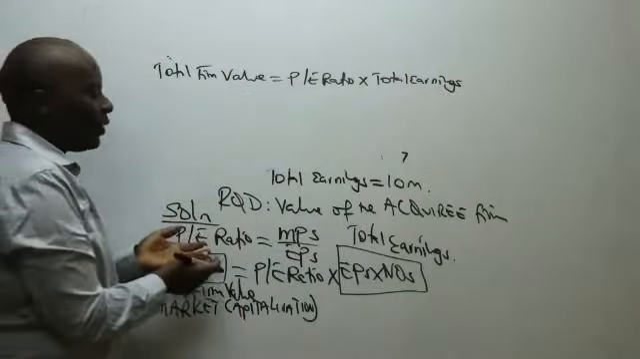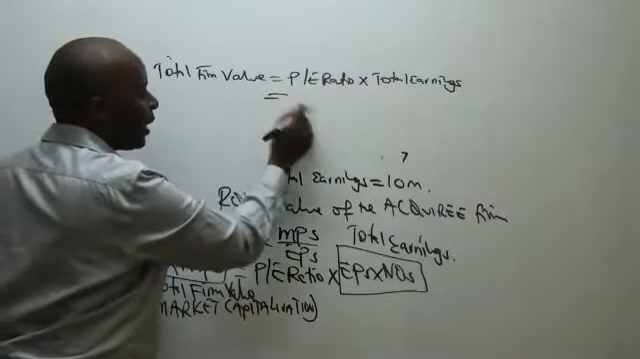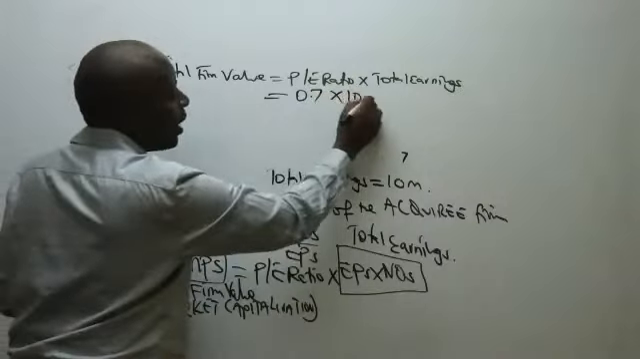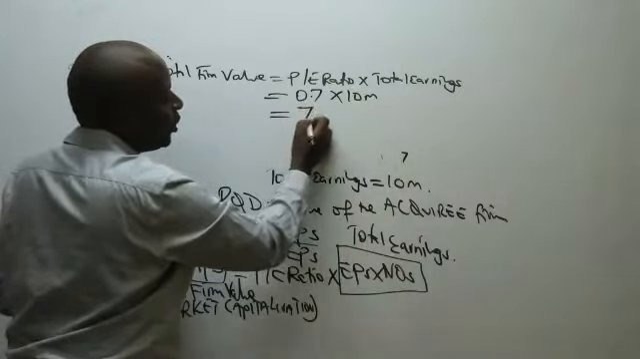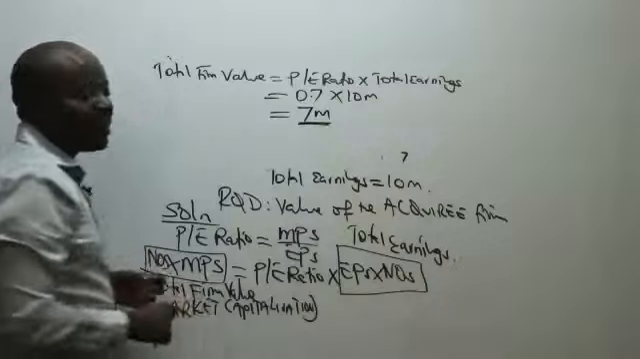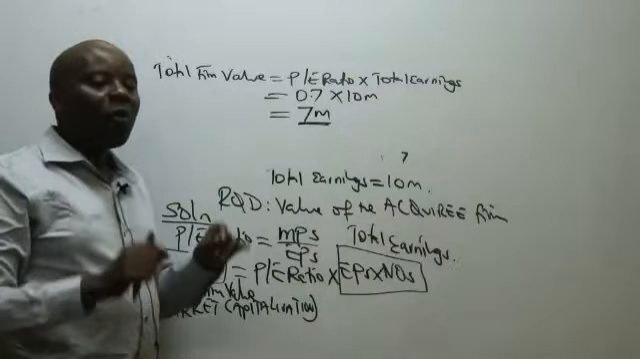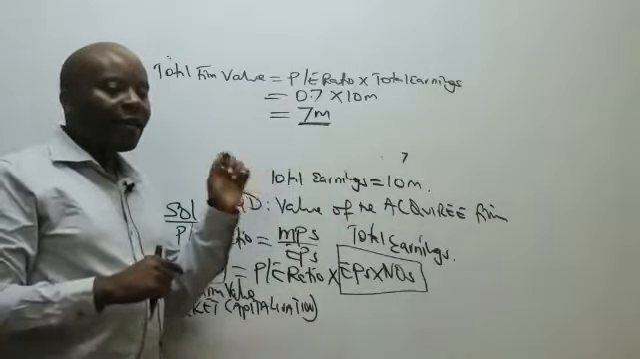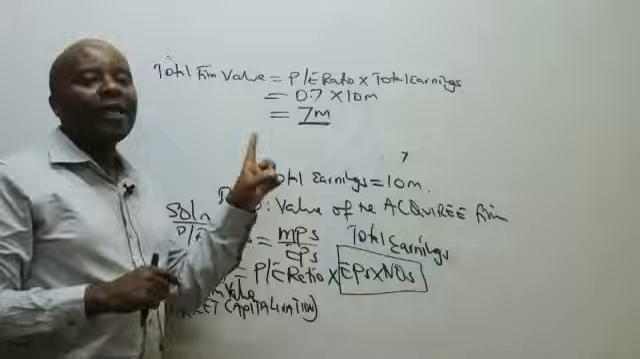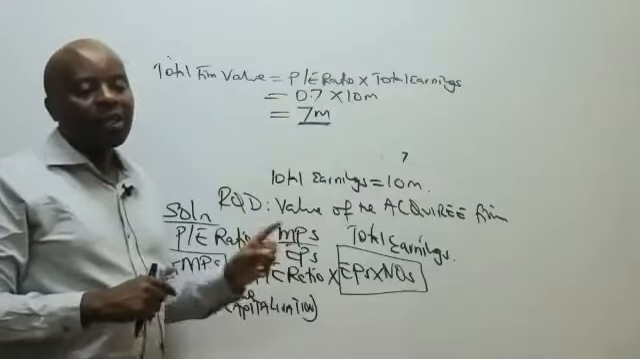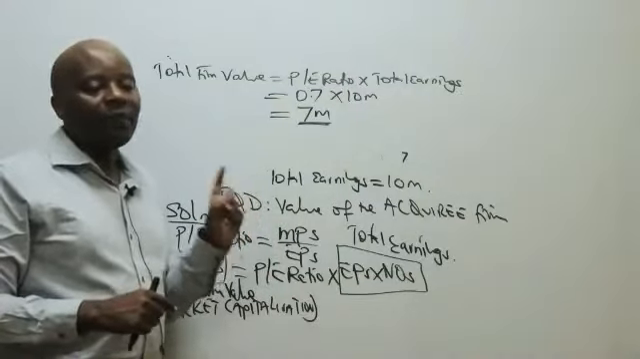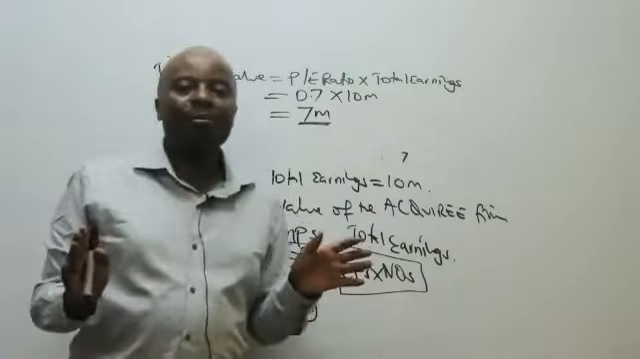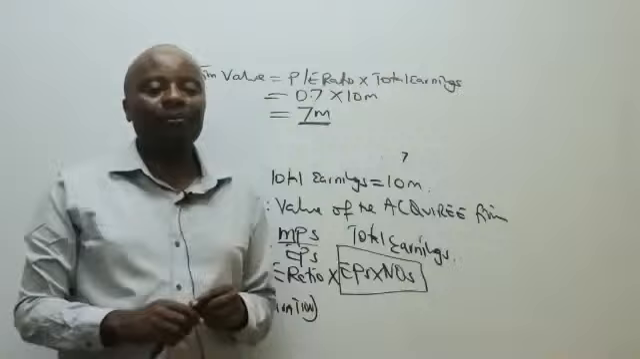So the PE ratio given here, was it 0.7? I wrote mine. The PE ratio is 0.7 times the total earnings of the firm, which is 10 million. So then this will give us a value of how much? 7 million. So there is no way I will be able to give more than 7 million for this organization. To acquire this organization, I can't give more than 7 million. 7 million becomes what here? Maximum. 7 million becomes maximum.